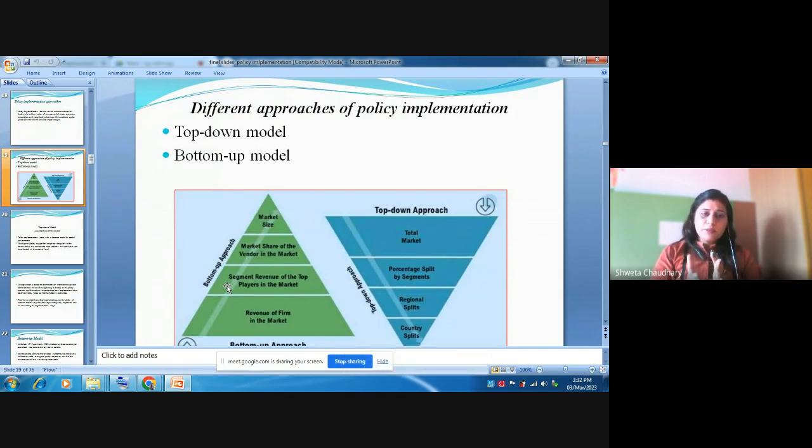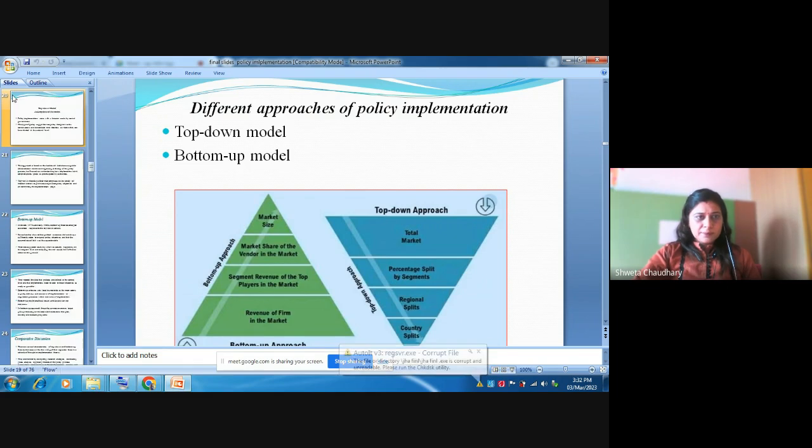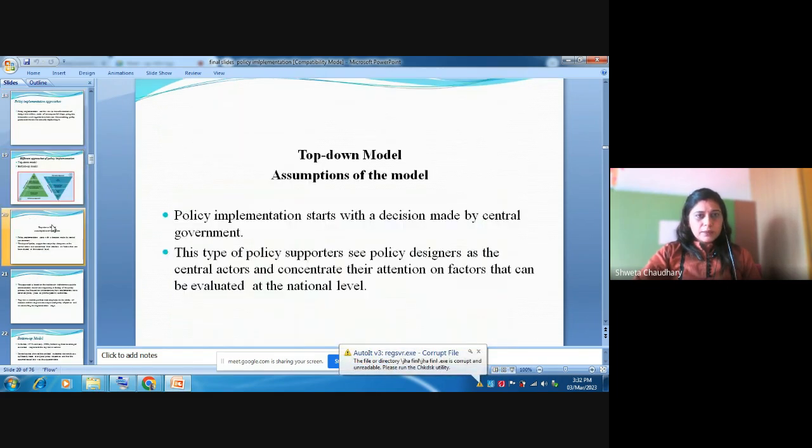Before moving ahead, I will tell you, the top-down model is something in which the government takes steps and imposes them on the lower class of people. While the bottom-up model is something that comes from the grassroots level, from village level, and is induced upward. That is the bottom-up model, as the name indicates. So we can move to the slide.